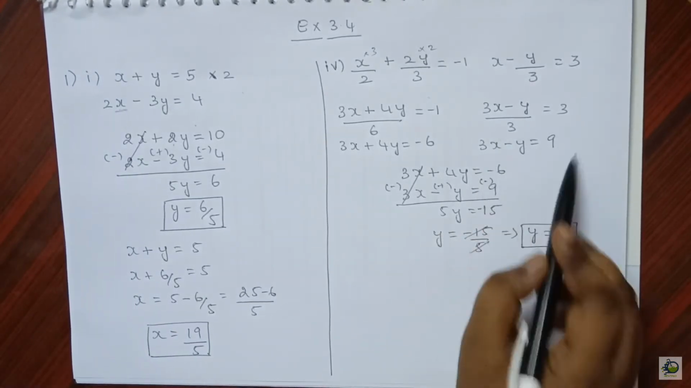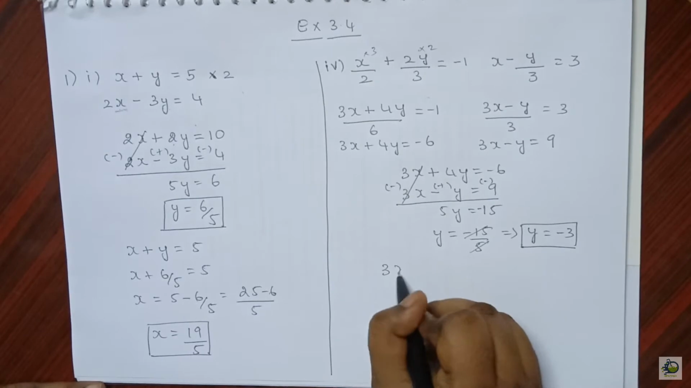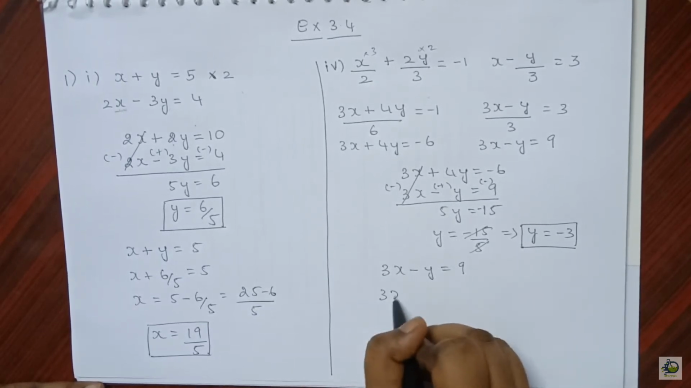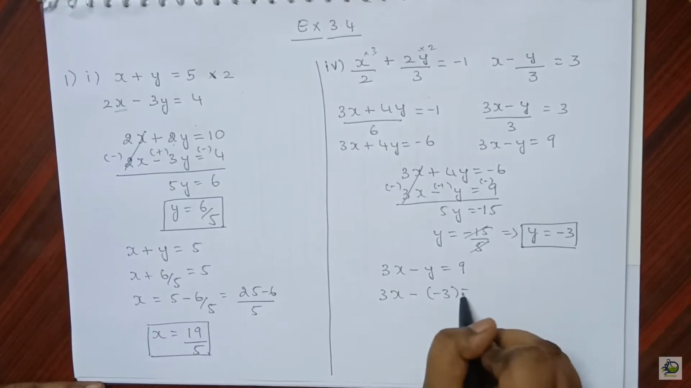So what I have to do is substitute this minus 3 in any one of the equations. I am taking the second equation. Here 3x minus y is equal to 9. So instead of y I can substitute minus 3, so 3x minus (minus 3) is equal to 9.